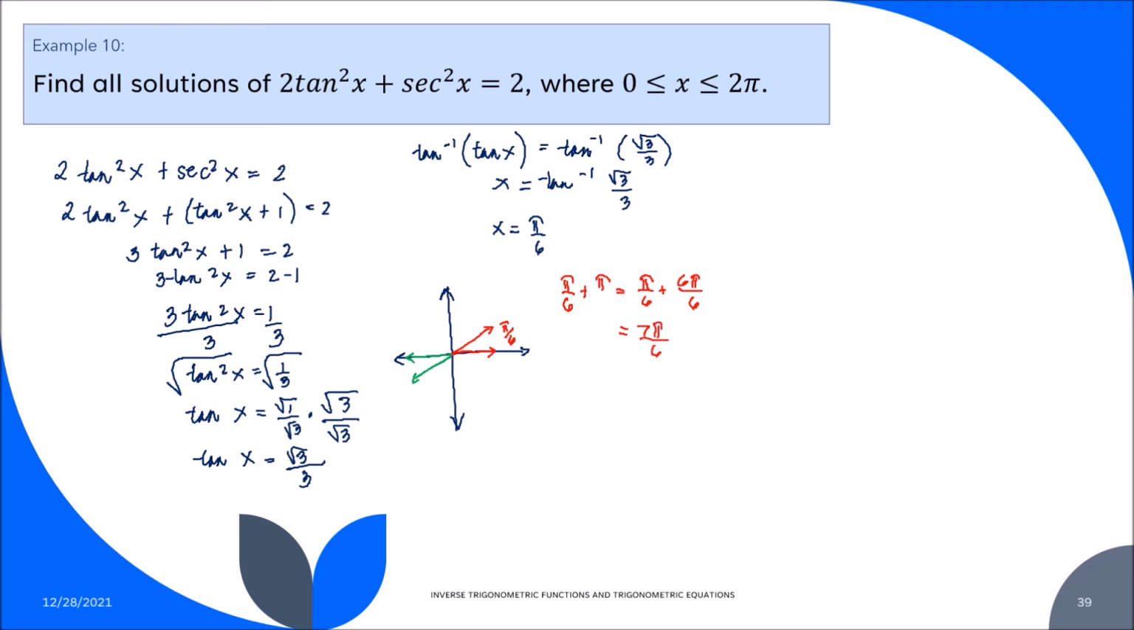Now, since we are asked to get only the angles within this range, therefore x is equal to pi over 6 or 7 pi over 6.